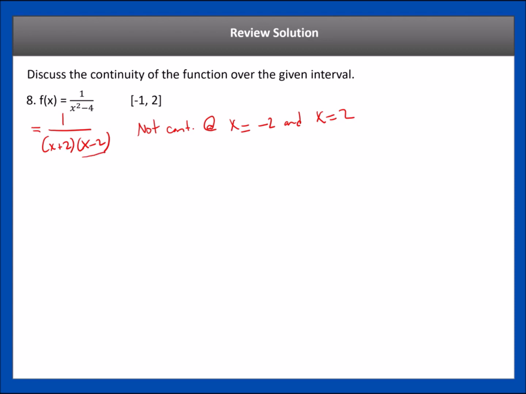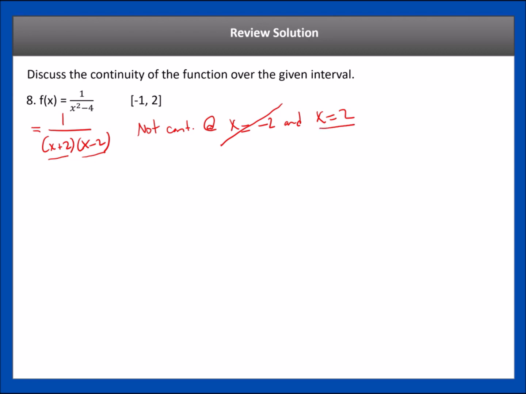Because if I plug in 2, that becomes 0. If I plug in -2, that becomes 0. And we cannot divide by 0, right? So we have infinite discontinuities at -2 and 2. However, we can safely discard -2 because that is not in the interval that we're looking at. So we're going to ignore that for the time being.